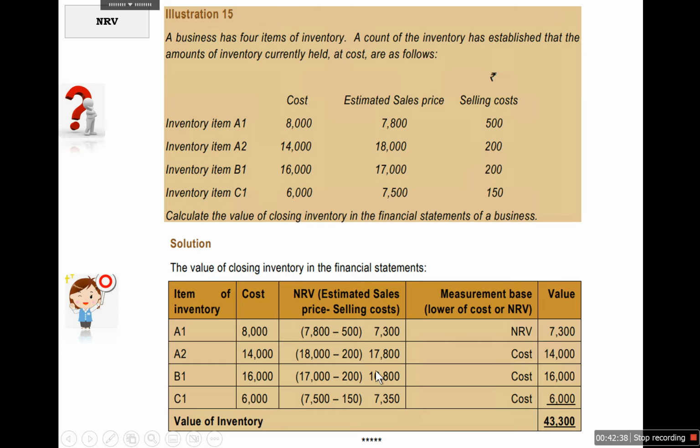In similar other cases, we need to compare the cost and NRV, and whichever is lesser, based on that we need to value the inventory. So in this case, it will be booked at 14,000. In this case, it will be booked at 16,000 as the NRV is higher. Similarly, in this case also NRV is higher, so it will be booked at 6,000. So only in one case, item A, it will be booked at NRV because here the cost is higher.